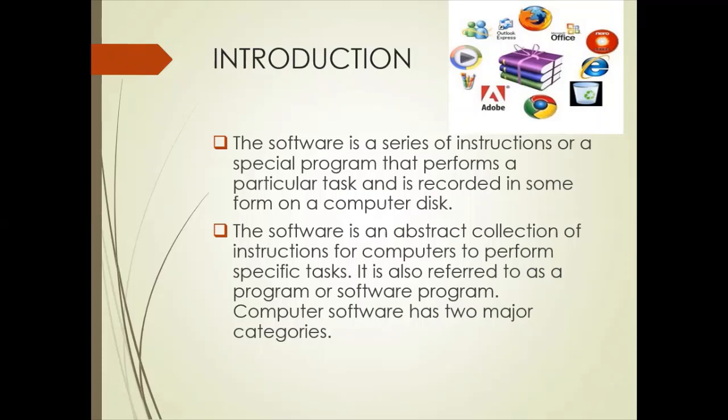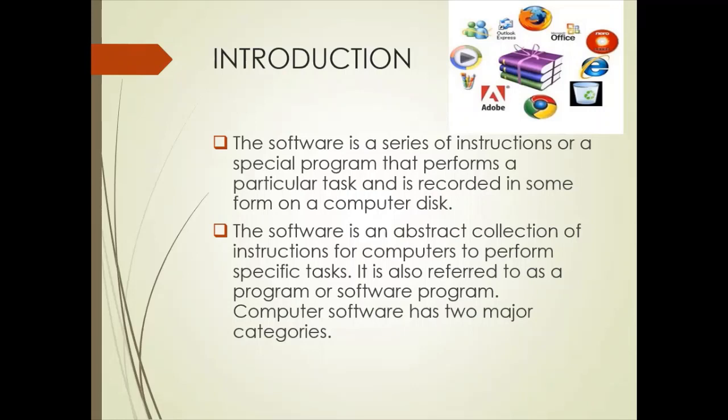Similarly, in the computer, there's so many software. There's Microsoft Office. There's Microsoft Edge, the browser, right? Google Chrome, Firefox, right? Media player, the VLC media player, right? The antivirus. And all these are softwares, right? Now, the software is an abstract collection of instructions for computers to perform specific tasks. It is also referred to as a program or software program. So, another name for software is program.